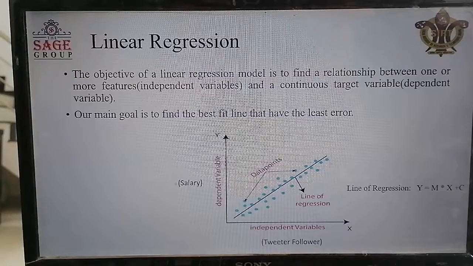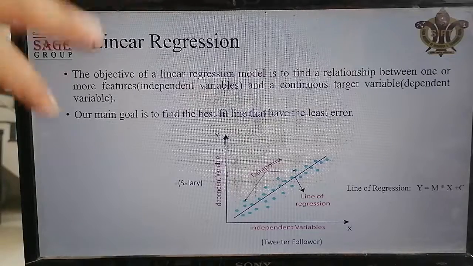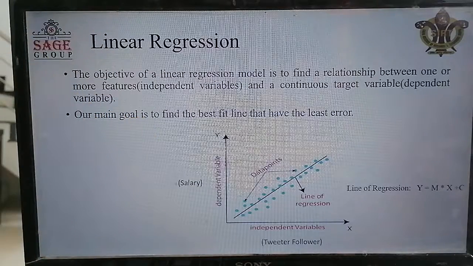One case is given below in this slide. Here in this plot, on the x-axis is the tutor follower, which is an independent variable, and on the y-axis is the dependent variable, which is the salary. The blue dots represent the training samples, each an individual sample. By using these training samples, we find the best approximate linear relationship.